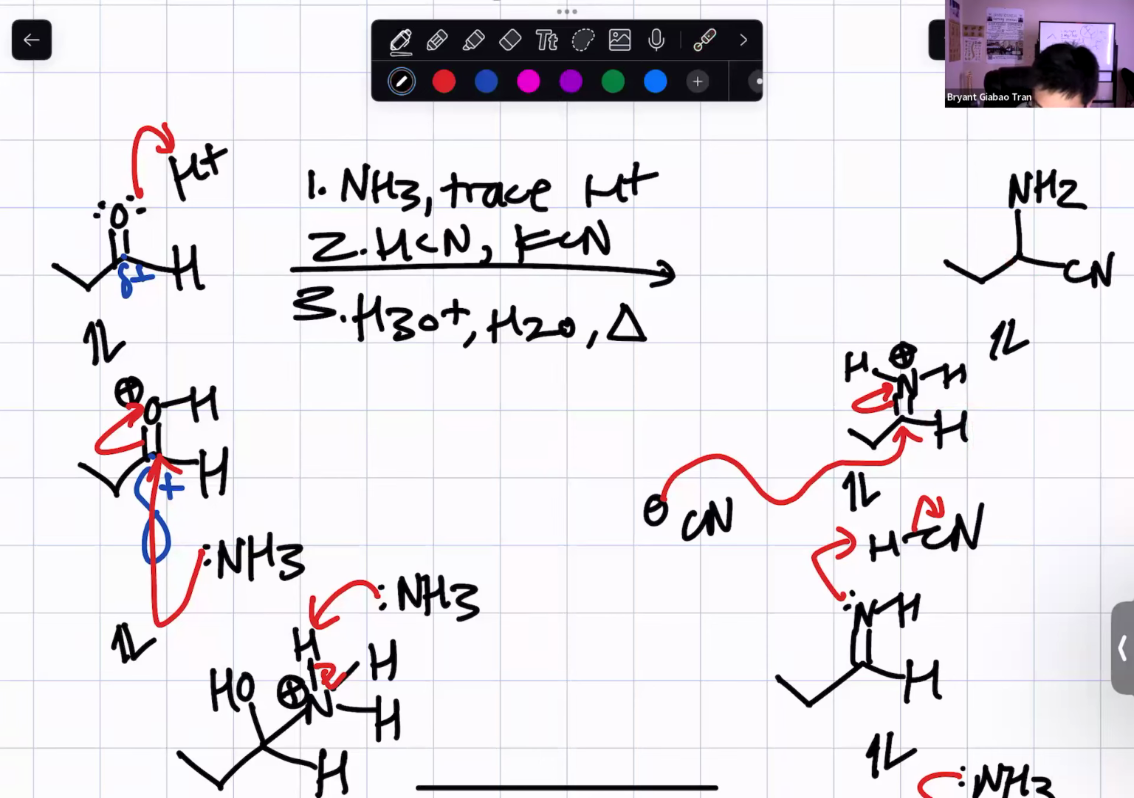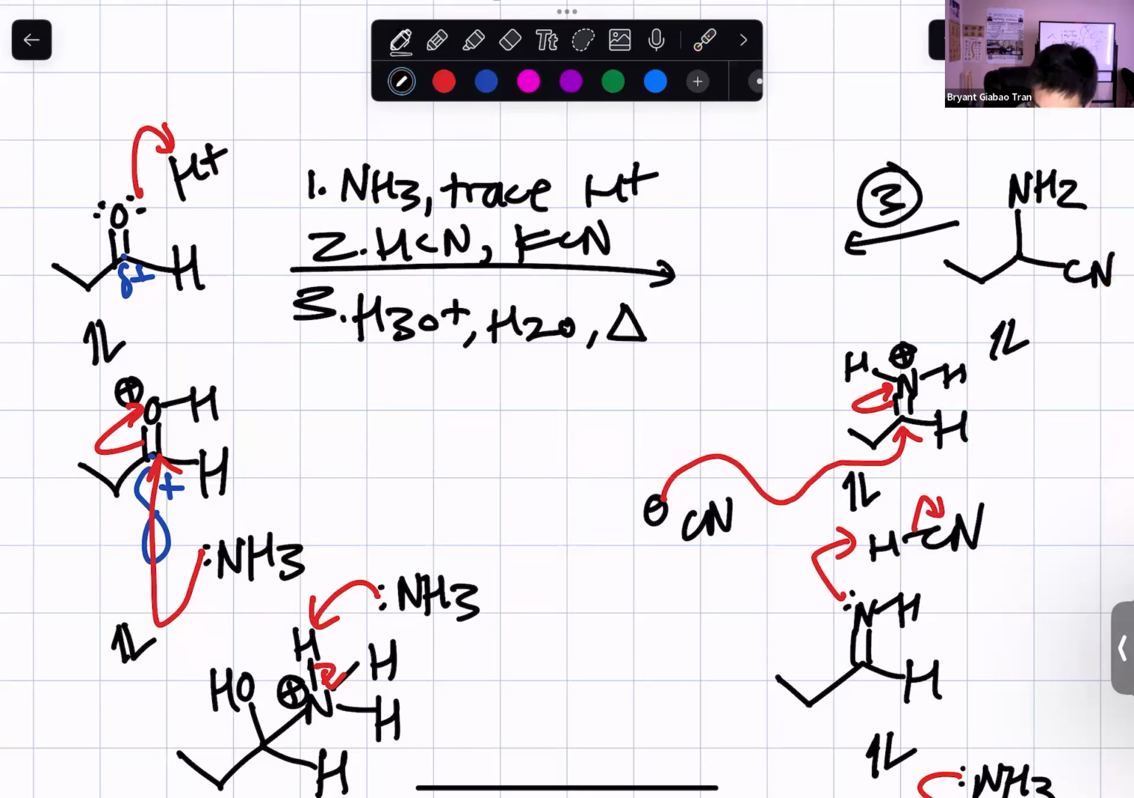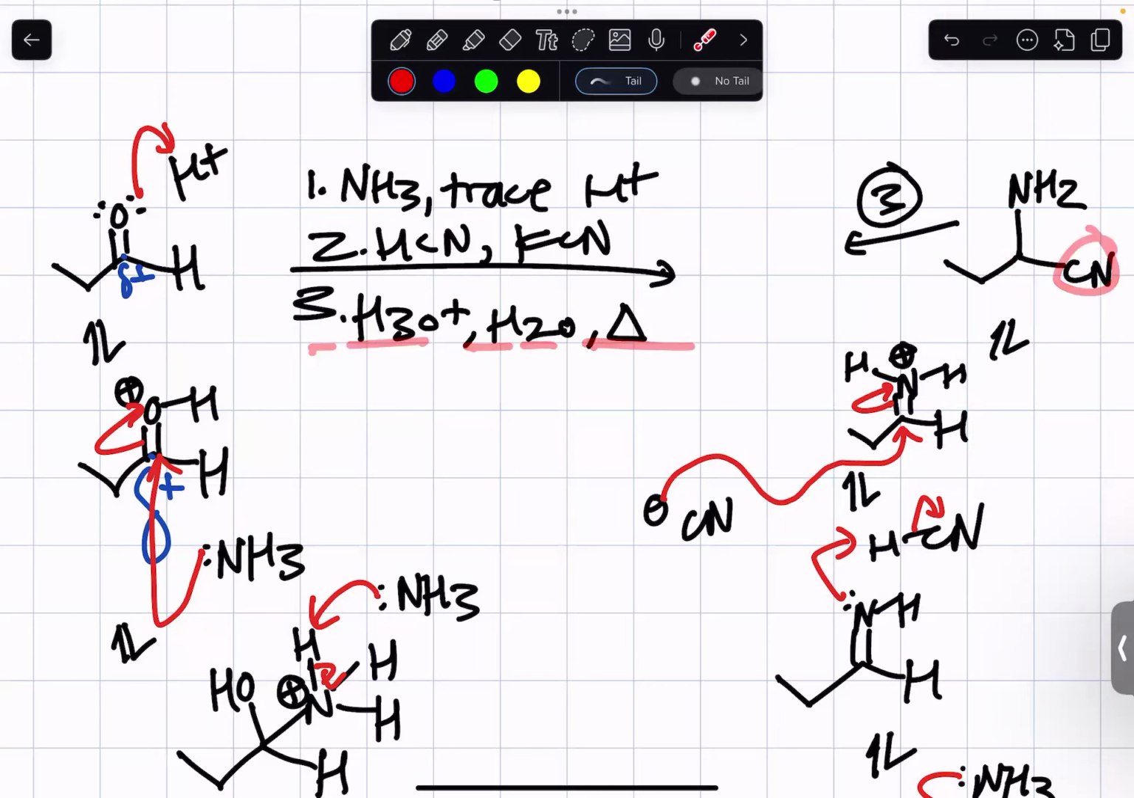Right. Now the third step here is gonna do a lot of things. It's gonna do a lot of mechanisms. But the third step, let's say, we have a nitrile here. And like you said earlier, what would happen to this nitrile when we react it with acid, water, and heat? It's gonna turn into a carbonyl.